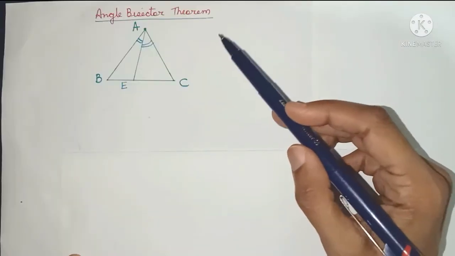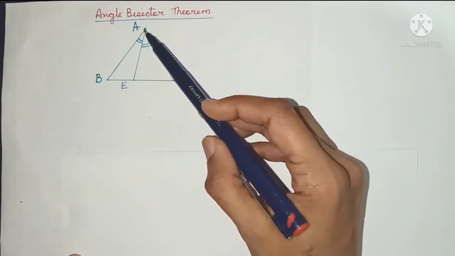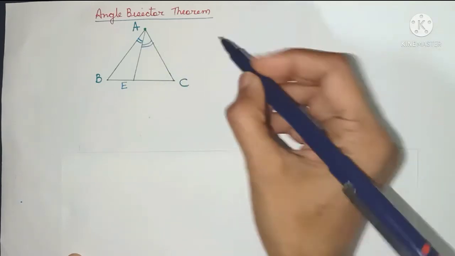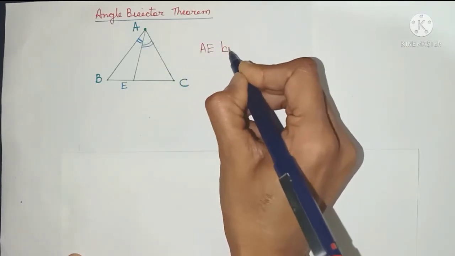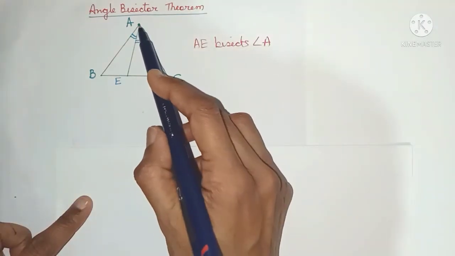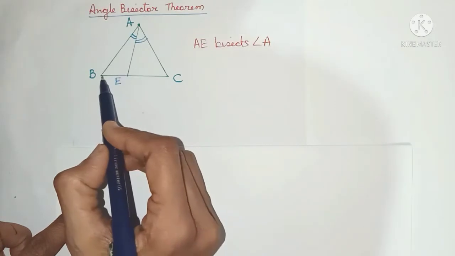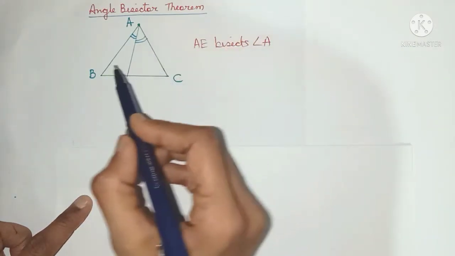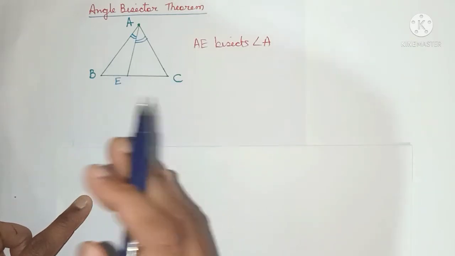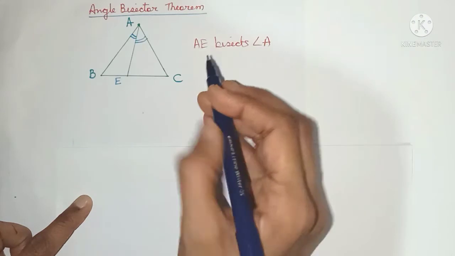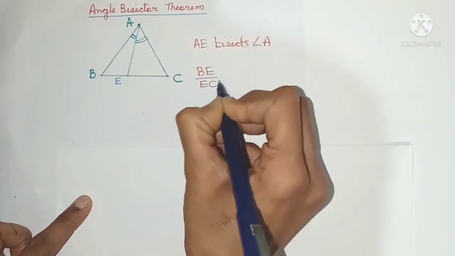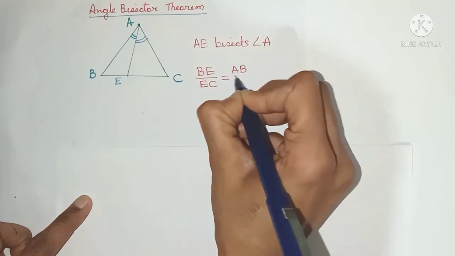The next theorem is the angle bisector theorem. So here you have a segment AE which bisects this angle A. So it is given to us that AE bisects angle A. Then according to this theorem, the bisector AE divides the side opposite to this angle, which is the side BC. So it divides BC in the ratio of the remaining two sides, that is AB and AC. So what we mean to say is that BE upon EC is equal to AB upon AC.